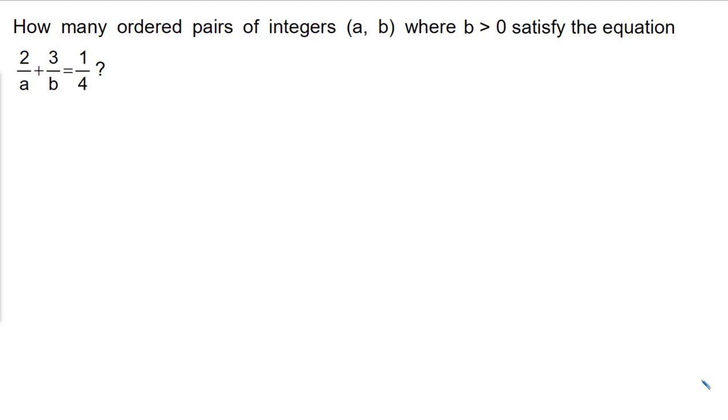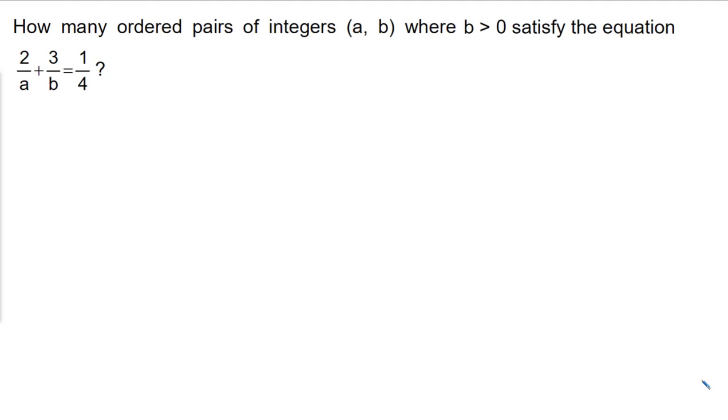Okay everyone, so over here the question is: how many ordered pairs of integers (a, b), where b is greater than 0, satisfy the equation 2/a + 3/b = 1/4? Here a and b are integers, they can be positive or negative, but the condition on b is that b has to be greater than 0.